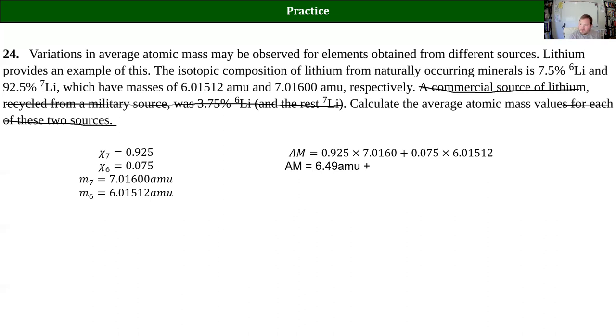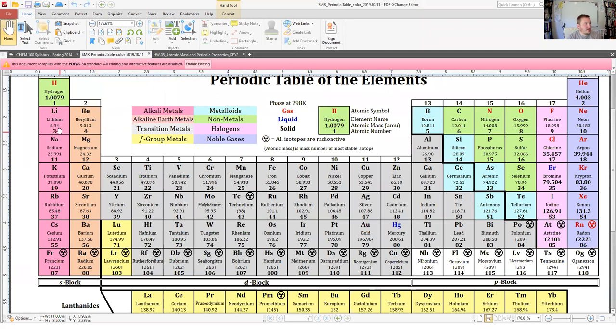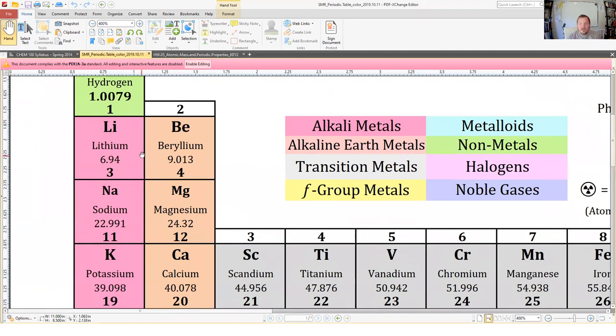0.075 times 6.01512. We're only going to keep 2 sig figs for this one because we only had 2 sig figs on our percent abundance. So 0.45. So our final number for atomic mass for lithium will be 6.94. And if that's from a natural source, that should match the atomic mass on the periodic table. So we can always double check that to check our work. 6.94 does in fact match the atomic mass of lithium right here.